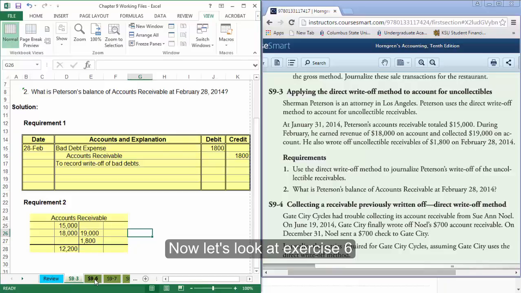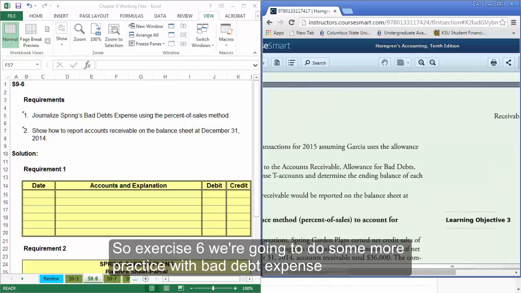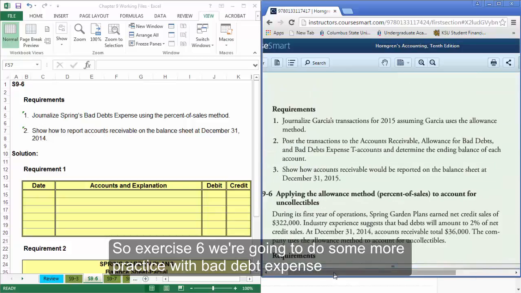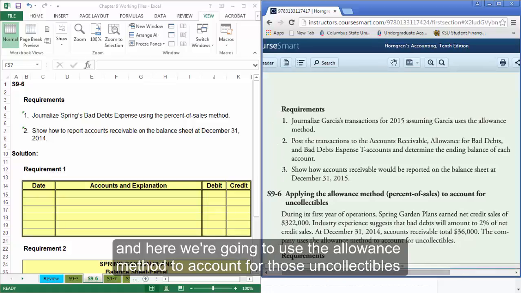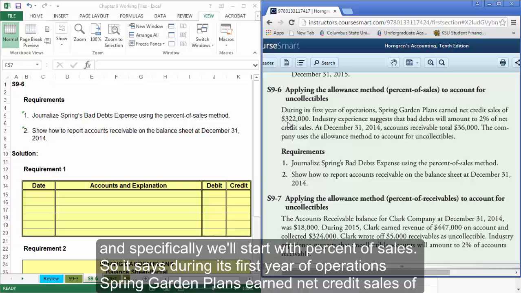Now let's look at exercise 6. So exercise 6, we're going to do some more practice with bad debt expense. And here we're going to use the allowance method to account for those uncollectibles. And specifically, we'll start with percent of sales.